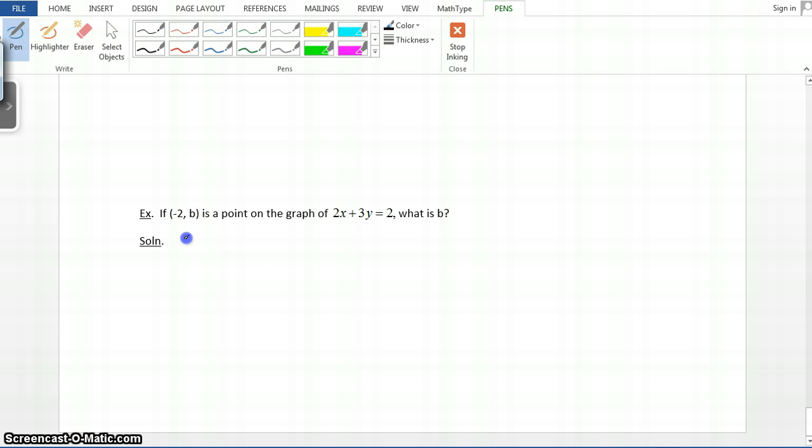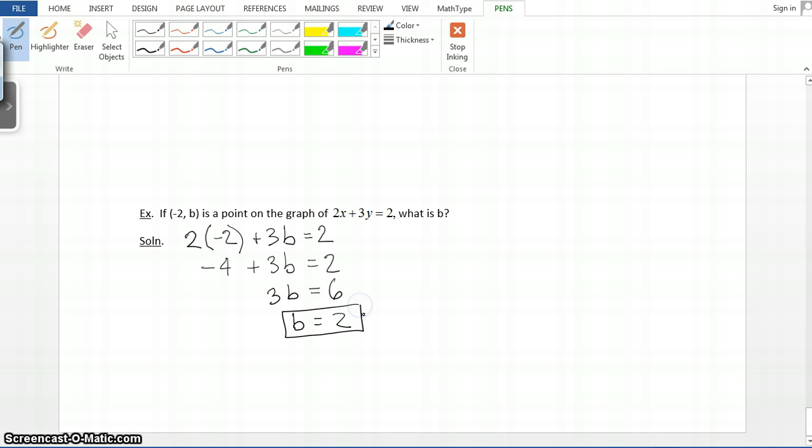So let's do that. I'll have 2 times my x, which is negative 2, plus 3 times b is equal to 2. Alright, everything in here I'll be able to solve for b, so this is a negative 4 plus 3b is equal to 2. What am I going to do? Add 4 to both sides and divide by 3. So b equals 2 in this case. I think you have one sort of similar to this in the homework. So anyway, that's how you do that one.